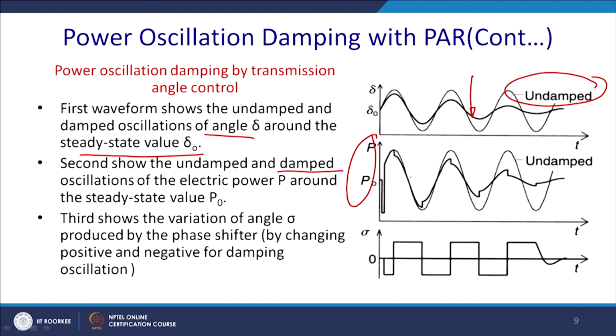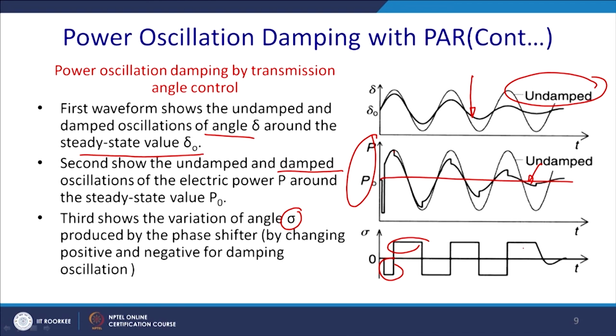Since it is oscillating, the electrical power also will have a mean DC, that is P0, over which it will oscillate, and it is quite dangerous. Oscillation of the electric power P around the steady state value P0. So, this one is undamped, and when it is damped you will have this kind of features. The third shows the variation of angle delta sigma produced by the phase shifter. Gradually what you will do, you will actually change the phase of it.